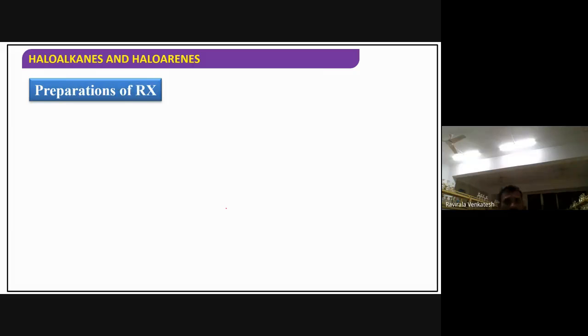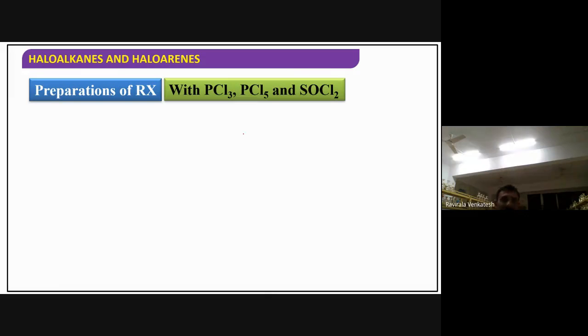I will take some more preparation methods. With PCl3, PCl5, SOCl2 we already completed this one. Now we'll see PCl3 and PCl5, which are also important. Again alcohols only. We are preparing from alcohol, by using HX and SOCl2 we completed. Now we are using the reagent PCl3. Let me see PCl3 now.